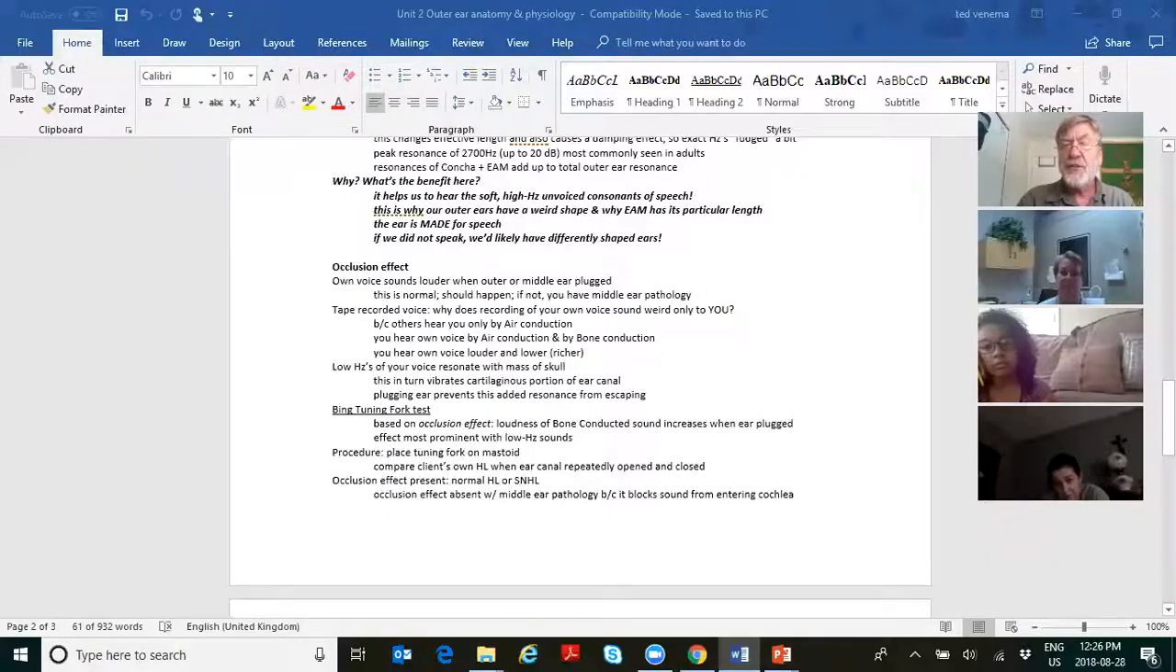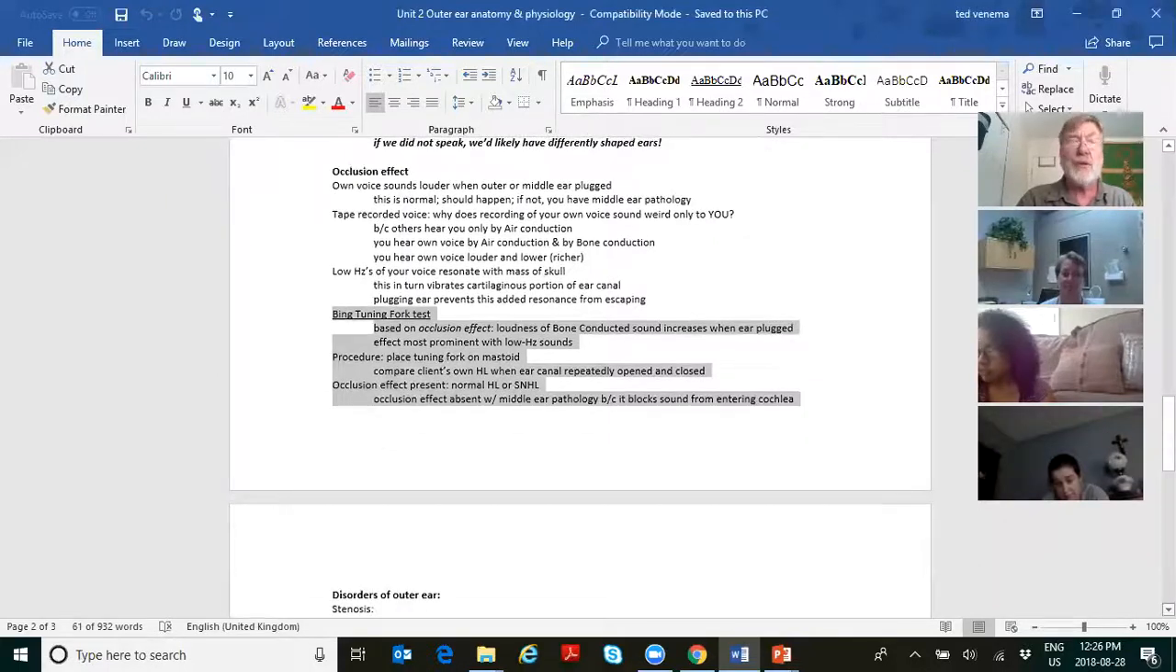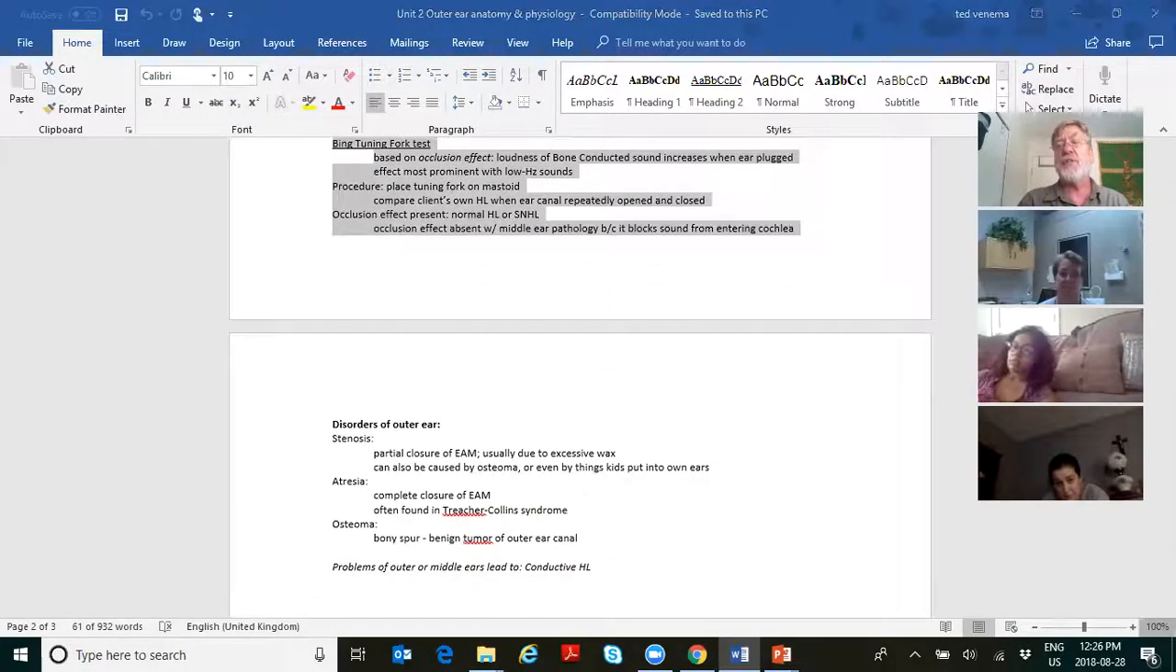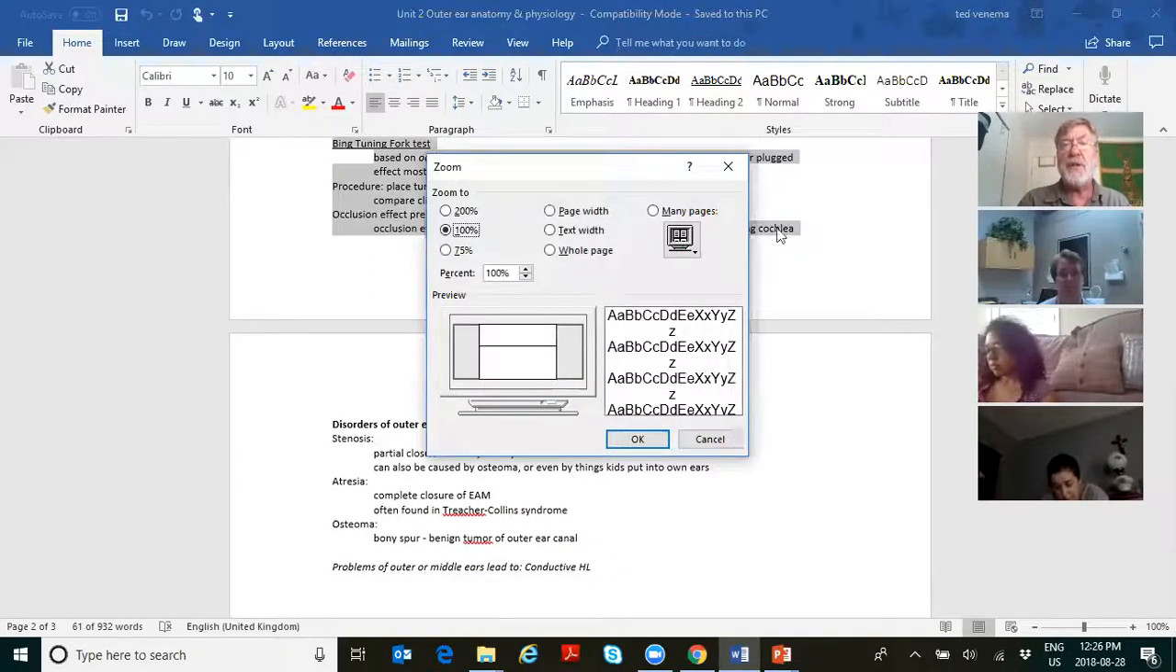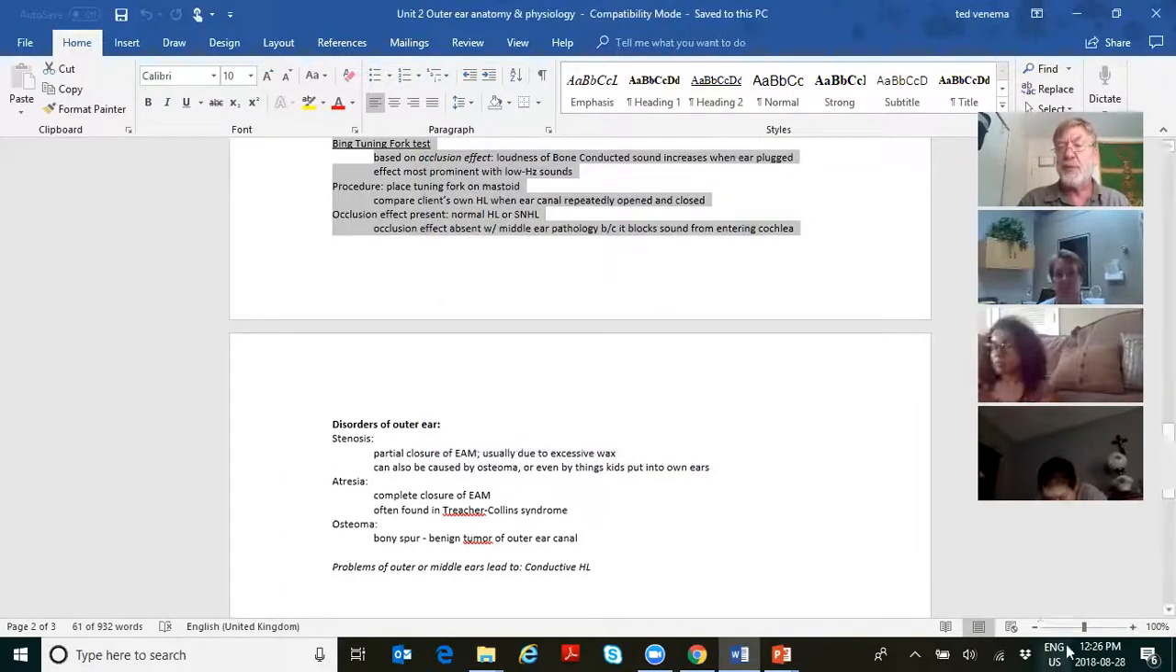And the tuning fork will be a low frequency tuning fork because you're trying to imitate that thing that you're doing, only you're doing it with a tuning fork. That's called the Bing tuning fork test, named after a guy named Dr. Bing. Okay, no, not me. It's not the Ted Venema tuning fork test, it's the Bing tuning fork test. Enough on that. Scroll down, and we'll look at some disorders of the ear, and we'll continue on a bit of this next week too, because we don't quite have the time.